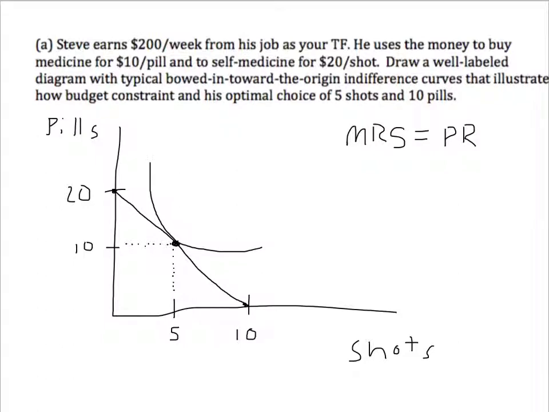So now we have our budget constraint drawn in, we have our indifference curve, we have everything labeled, including the prices. We might want to label this optimum, just in case the grader is nitpicking. But it looks pretty good to me. And we can move on to the second part of Part A.